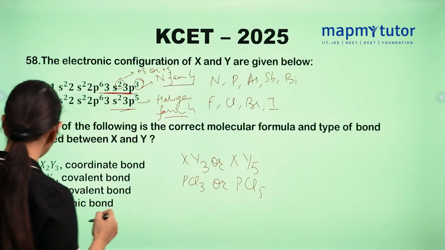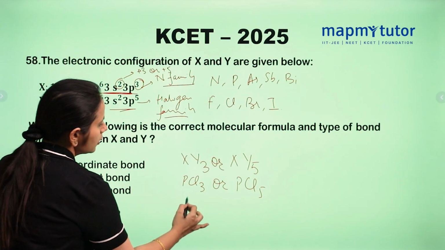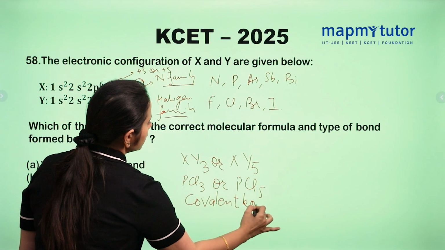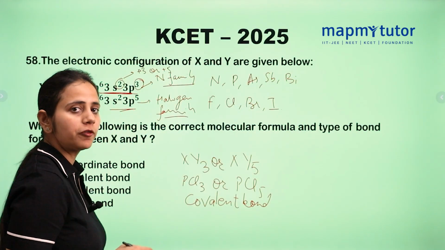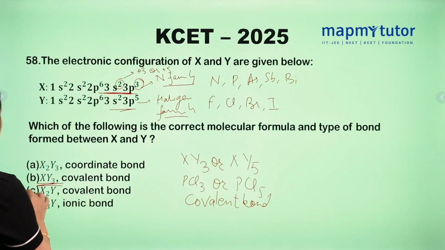Let's see any option like that. Yes, XY3. And which type of bond will be there? Covalent bond. What is a covalent bond? It is formed by the mutual sharing of electrons between two atoms. So in this case, B is the right option.